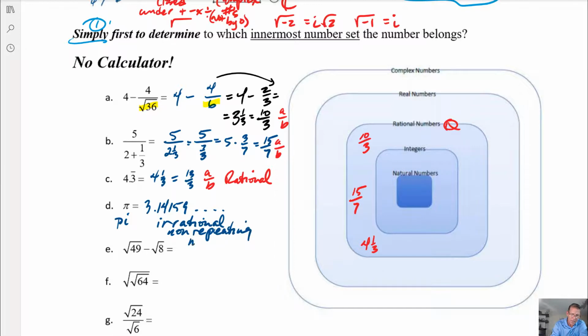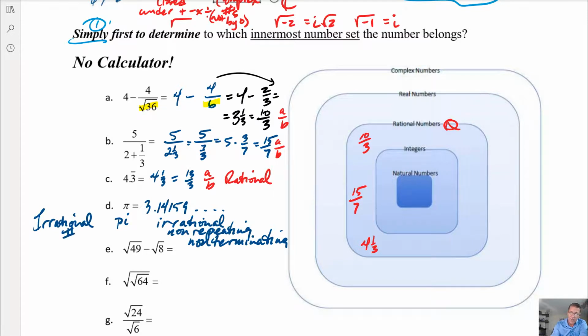Okay, non-terminating number. Non-terminating, which means it never stops. So any irrational number is non-repeating and non-terminating. So it's not a natural number. It's not an integer. It's not rational. It's called irrational.